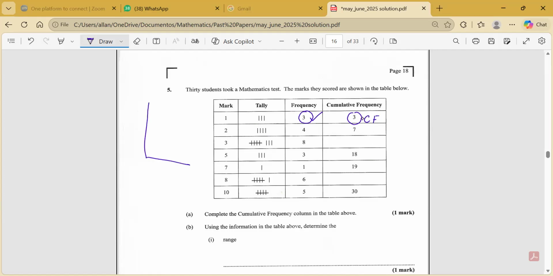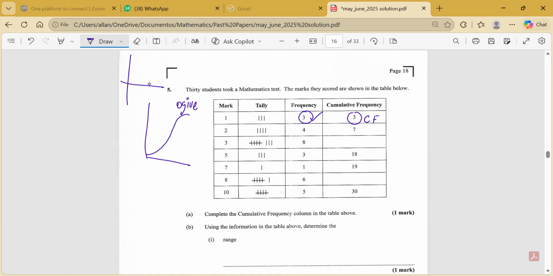If you sketch a graph of the CF, it looks like this. The name of it is an ogive. You have a quadratic curve, you have a y equals mx straight line, you have a sinusoidal curve, and this one is called an ogive. There are different names. This is the cumulative frequency curve.